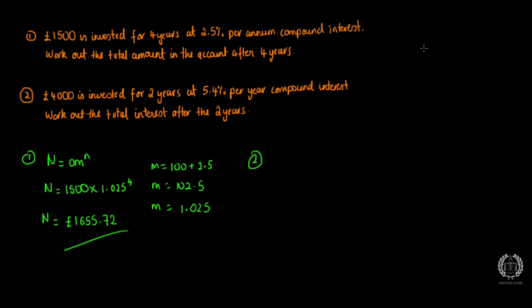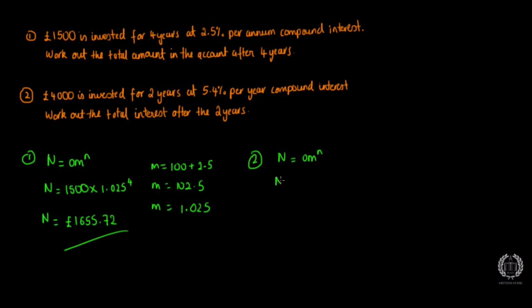Right, so the second question now is £4,000 is invested for 2 years at 5.4% per year compound interest. Work out the total interest after the 2 years. So here it's asking us the total interest and not the actual final value. But what I'm going to do first is find my final value, and then once I find my final value, I'm going to take that away from my original value, and that will give me the interest that's been accruing for the 2 years.